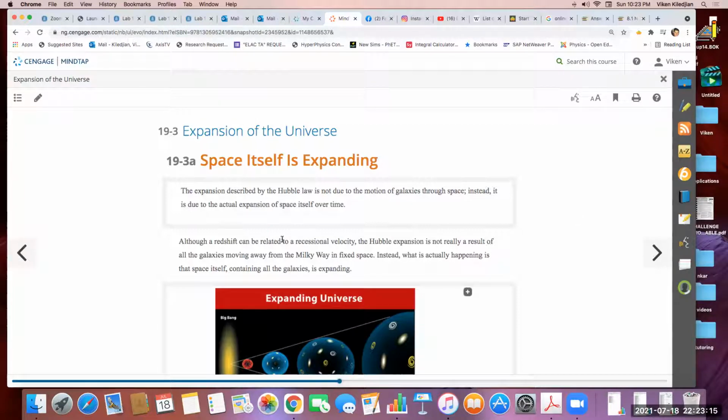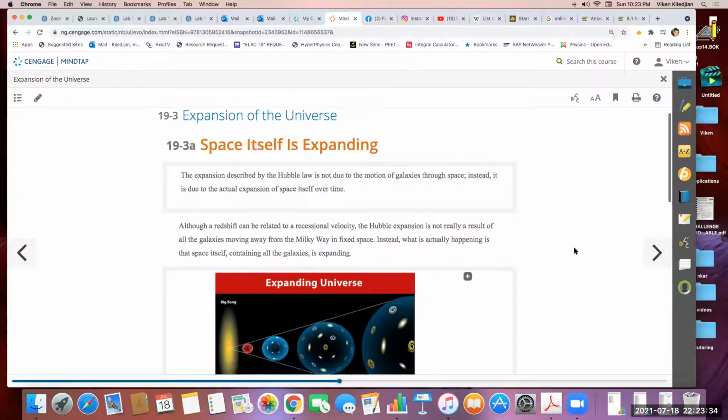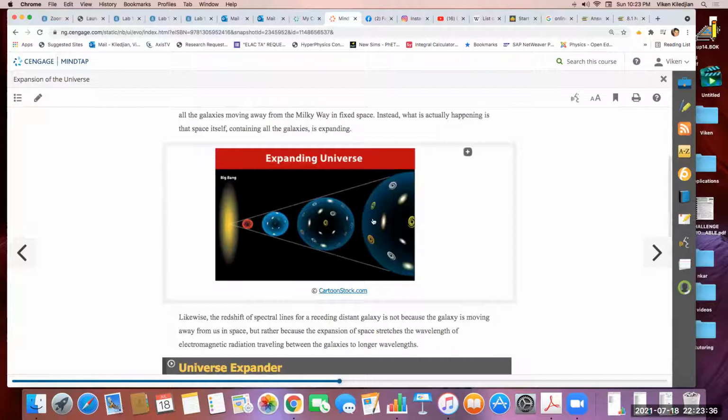Although a redshift can be related to a recessional velocity, the Hubble expansion is not really a result of all the galaxies moving away from the Milky Way in fixed space. Instead, what is actually happening is that space itself, containing all of the galaxies, is expanding. You see here? Imagine space like a balloon getting bigger and bigger, causing more of the galaxies to recede from us.